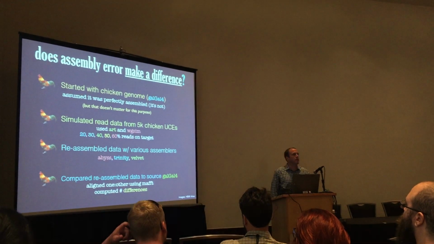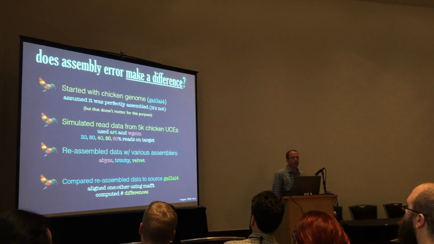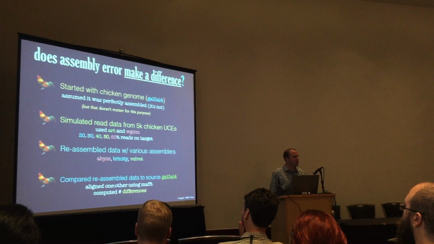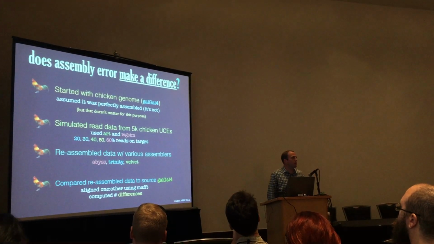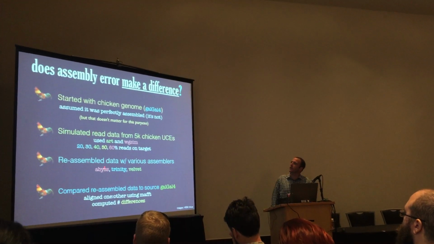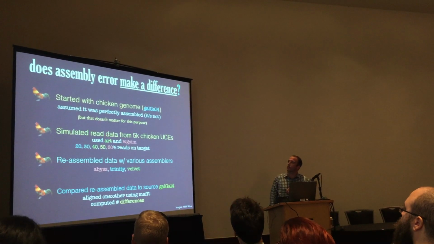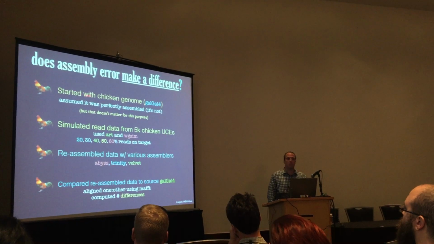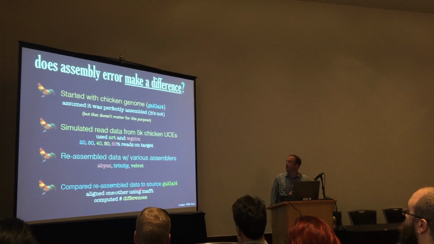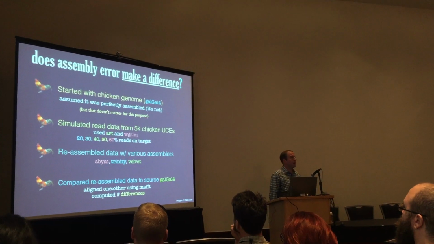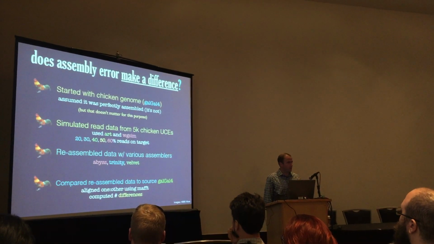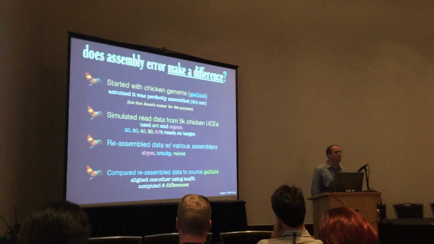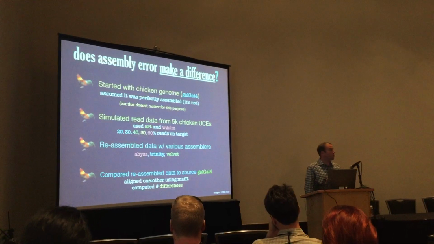I then took three assemblers that people tend to use, and I don't mean to throw these three assemblers under the bus in any way. All assemblers perform strangely, as you'll see in the slides in a minute. I just picked these three. I reassembled the data that I'd simulated from the chicken genome using these assemblers, and I compared these assemblies back to what I started with. I did the comparison by aligning my reassembled data to the chicken genome that I started with, and I simply computed the number of differences between what I assembled and what I started with.